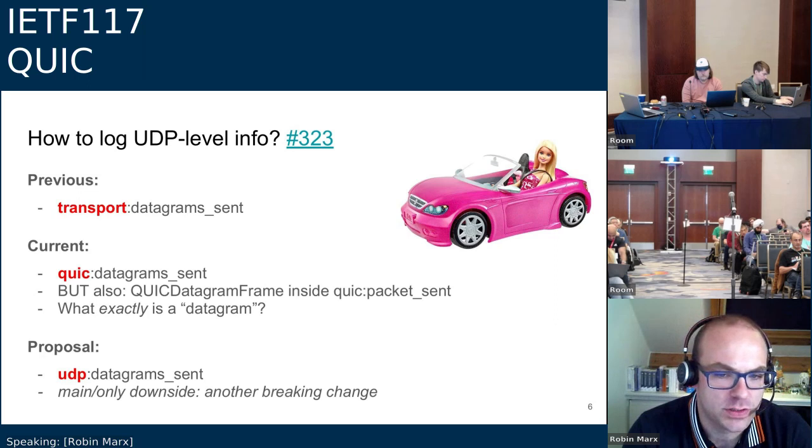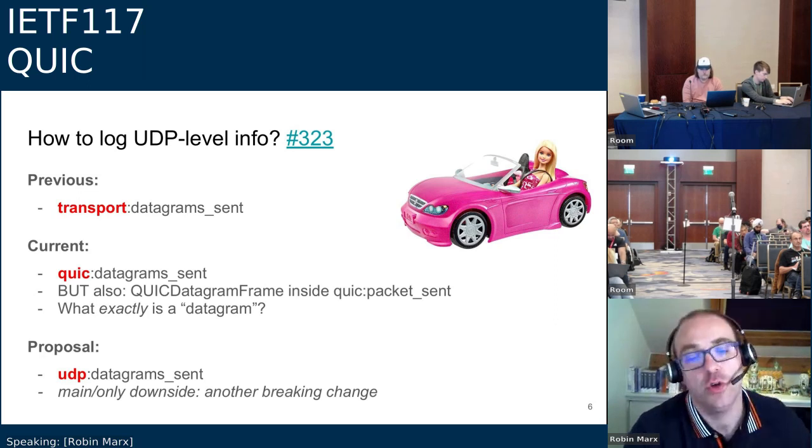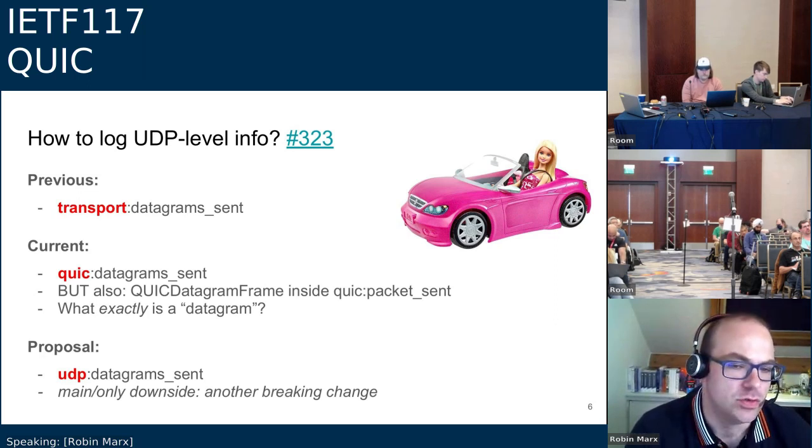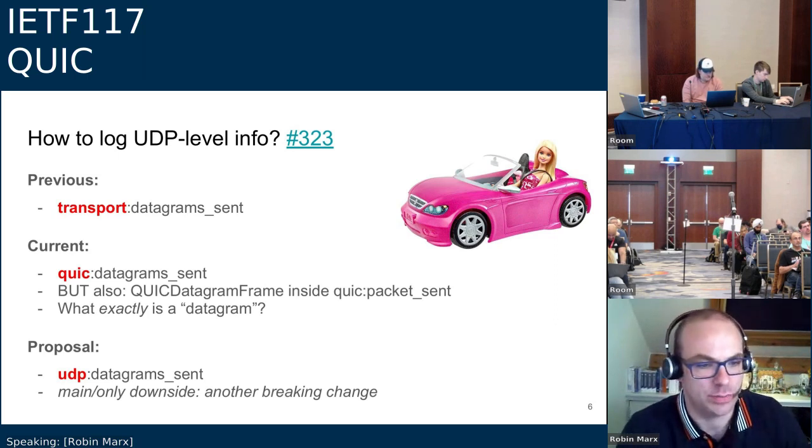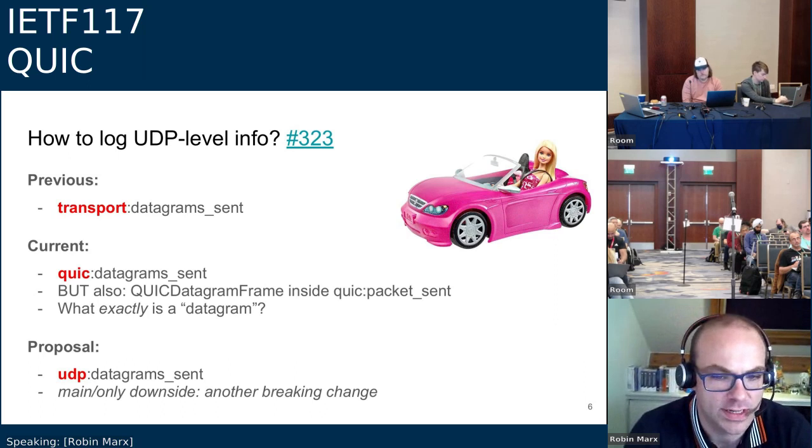So the current proposal is to have a new category basically, to do the actual UDP datagram events under an actual UDP category name as well. I don't think this is very controversial at all, but it's again another breaking change that will happen in a next set of drafts. It's the main thing that would happen there.